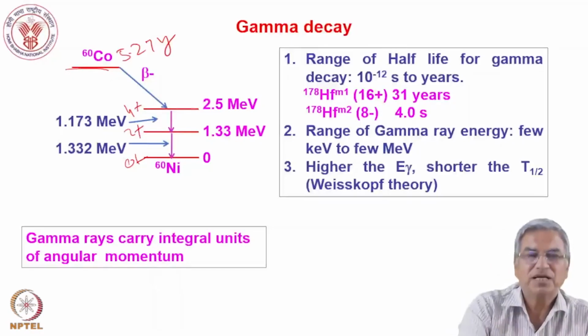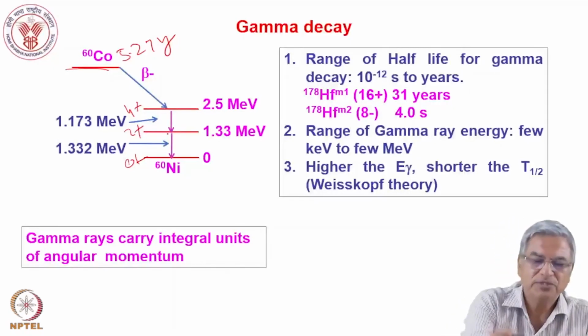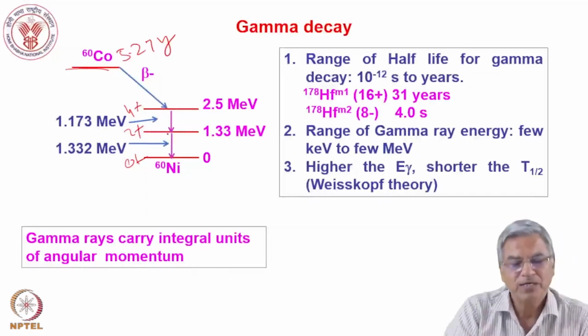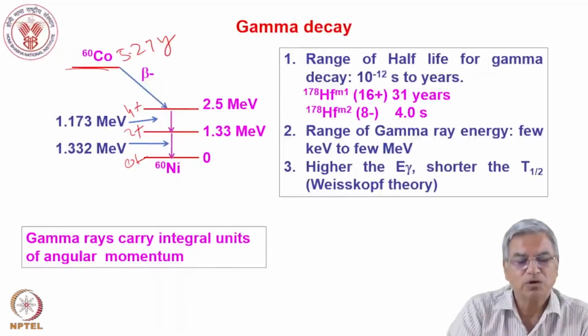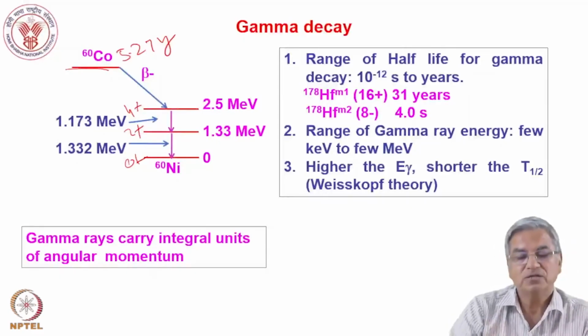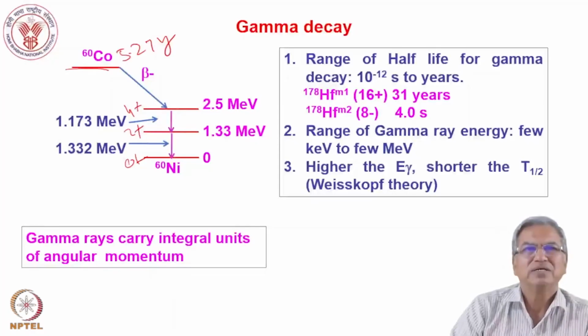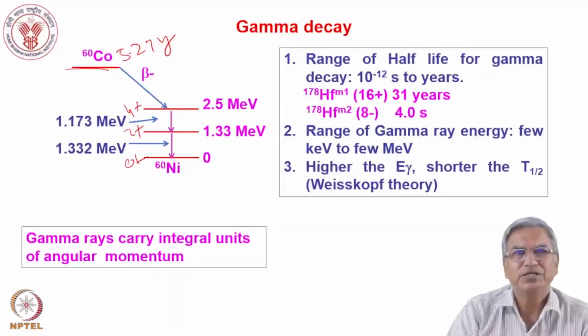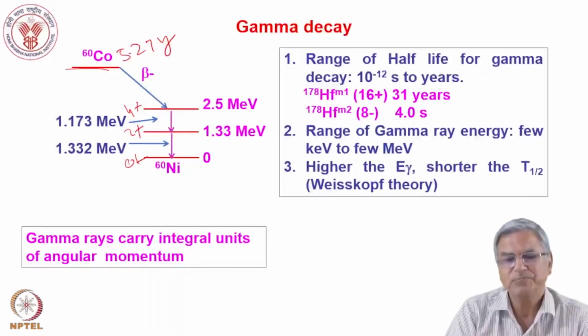So this is the very famous radioisotope cobalt-60 used in many applications. So this 4 plus state emits 1.173 MeV gamma ray to come to 2 plus state, and then 2 plus state emits a 1.32 MeV gamma ray to come to ground state. So gamma decay essentially takes place from the excited states of a nucleus, and these gamma rays are photons, so they carry integral units of angular momentum, unlike the beta decay which carry half spin.